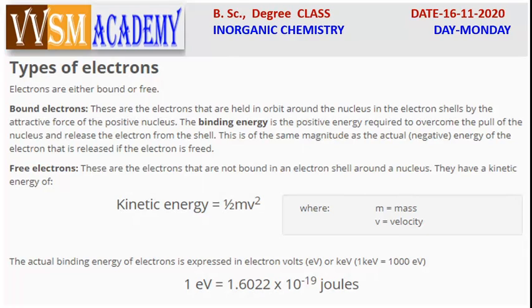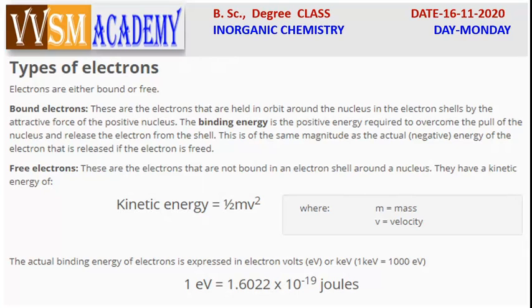The binding energy, the positive energy, is required to overcome the pull of the nucleus and release the electron from the shell. You know, there is an attraction. How does it attract? Electrons will never attract each other because of the same charge. The electron is attracted by another positive charge, which is the proton. Therefore, there is a binding energy, which is the positive energy required to overcome the pull of the nucleus and release the electron from the shell. This is of the same magnitude as the actual negative energy of the electron that is released if the electron is free. It is possible to free the electron when it is not bound; the valence electrons are unstable.